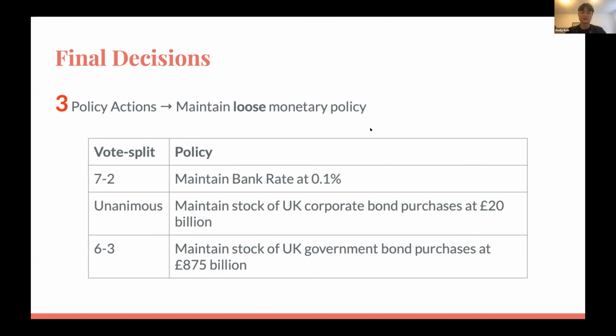According to the November 2021 Monetary Policy Report, the MPC decided on 3 main policy actions, which is shown on the slide. Firstly, the MPC voted 7-2 in favor of maintaining the bank rate at 0.1%. Secondly, the MPC voted unanimously in favor of the BOE maintaining the stock of sterling non-financial investment grade corporate bond purchases at £20 billion. And thirdly, the MPC voted 6-3 in favor of the BOE continuing with its existing program of UK government bond purchases, maintaining the target for the stock of these purchases at £875 billion. So in short, as Shahan mentioned just now, the MPC decided to maintain their current course of loose monetary policy.